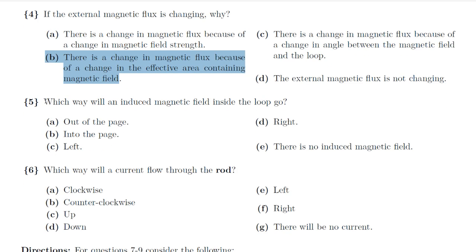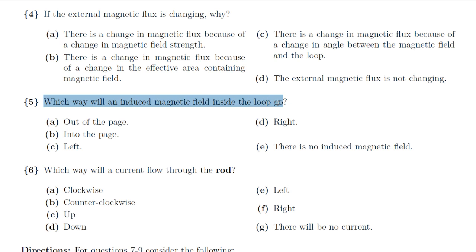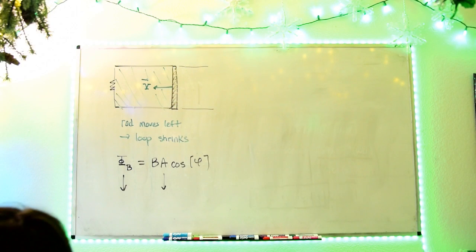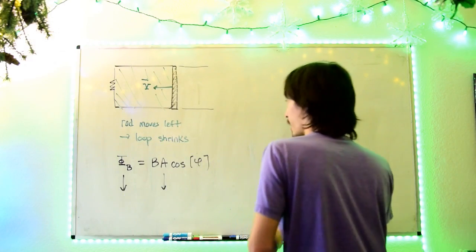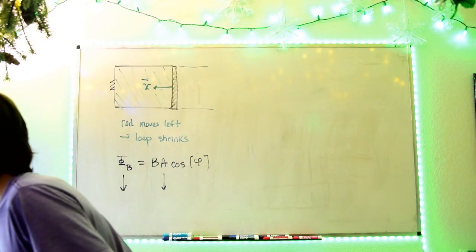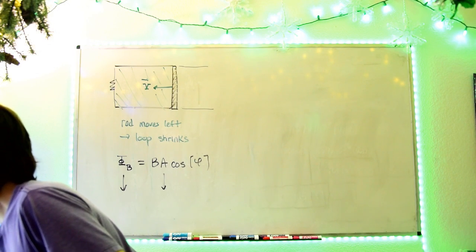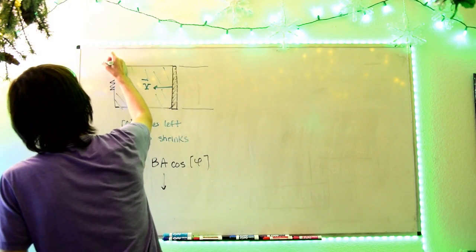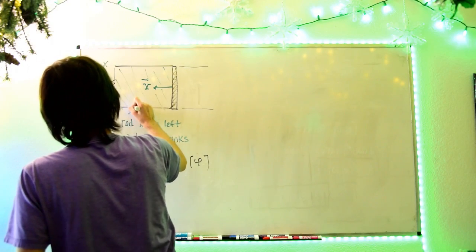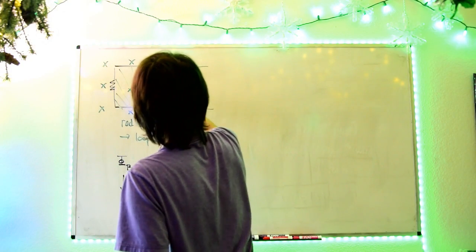Five, which way will an induced magnetic field inside the loop go? This has to do with realizing that there is a secondary magnetic field created within the system that will try to oppose the change in the external field. So let's take a look at this. We have this external magnetic field that I'll draw out. It's into the page, so we have this field going into the page, represented by these X's.